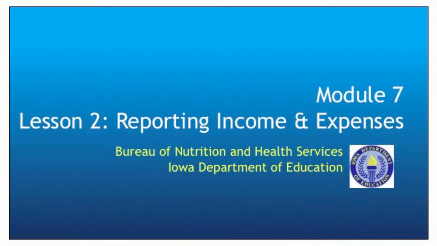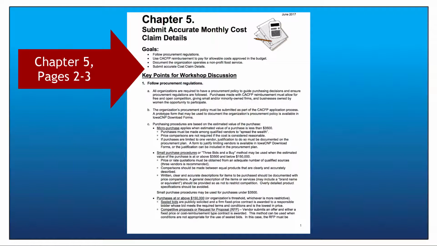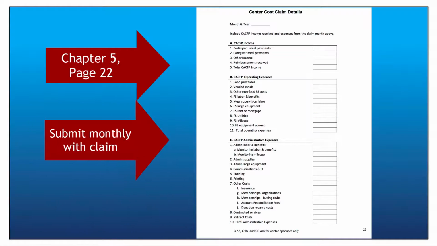Welcome to Module 7, Lesson 2, where we will discuss how to report CACFP income and expenses on the monthly cost claim details. The information is found in Chapter 5 of the CACFP Administrative Manual. The cost claim details is a document that must be submitted on a monthly basis with the claim.